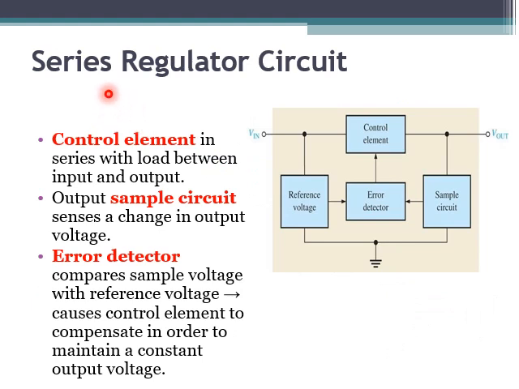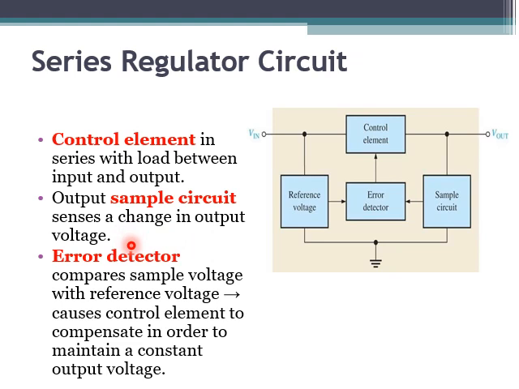Now, to understand the series regulator circuit, I took a simple block diagram. In between input and output there is one control element, in series with the load. Next, I have a sample circuit. If there are any changes in the output, it will take the changes from the output, detect the error and give it to the input. So the output sample circuit senses a change in output voltage. This is what regulation means, is it not?